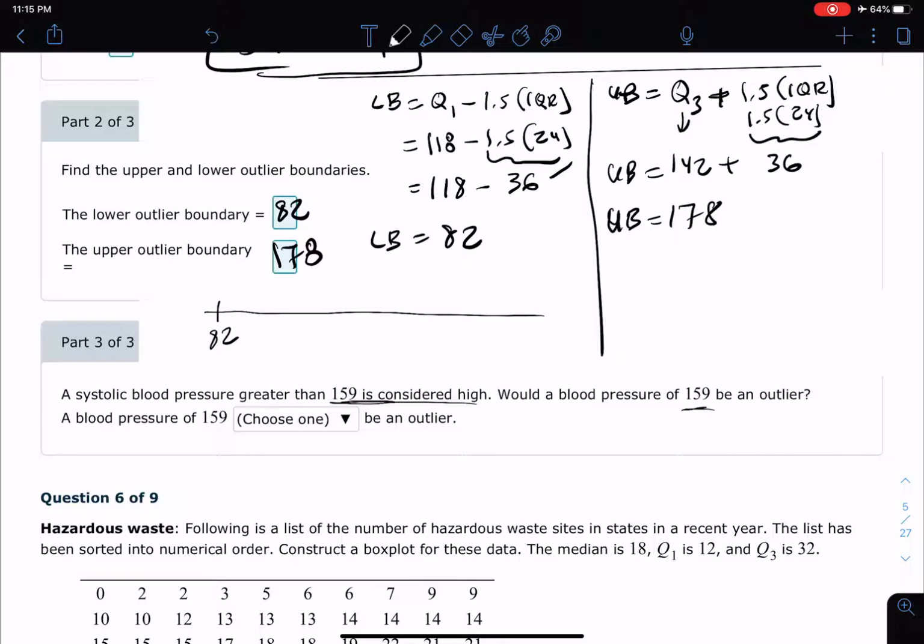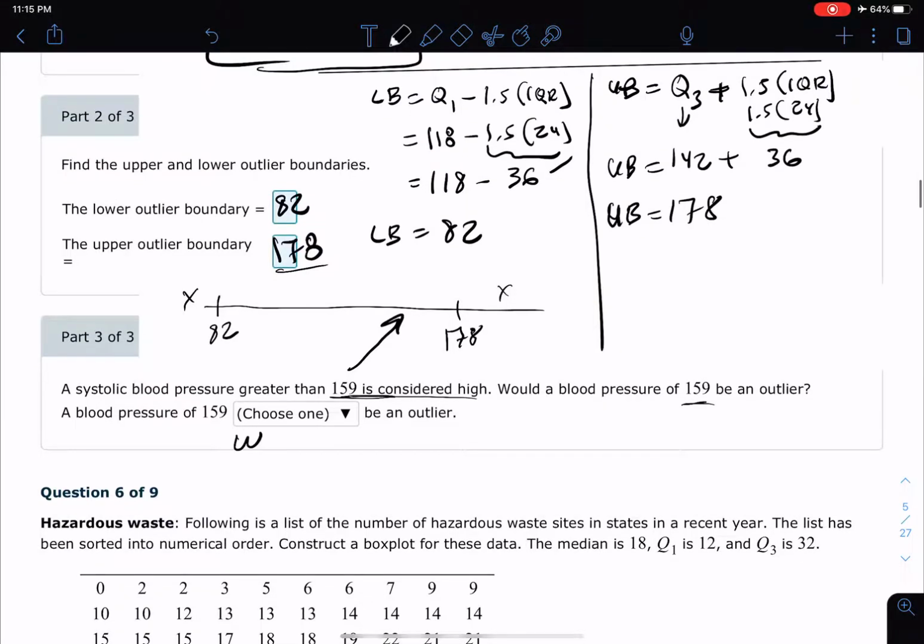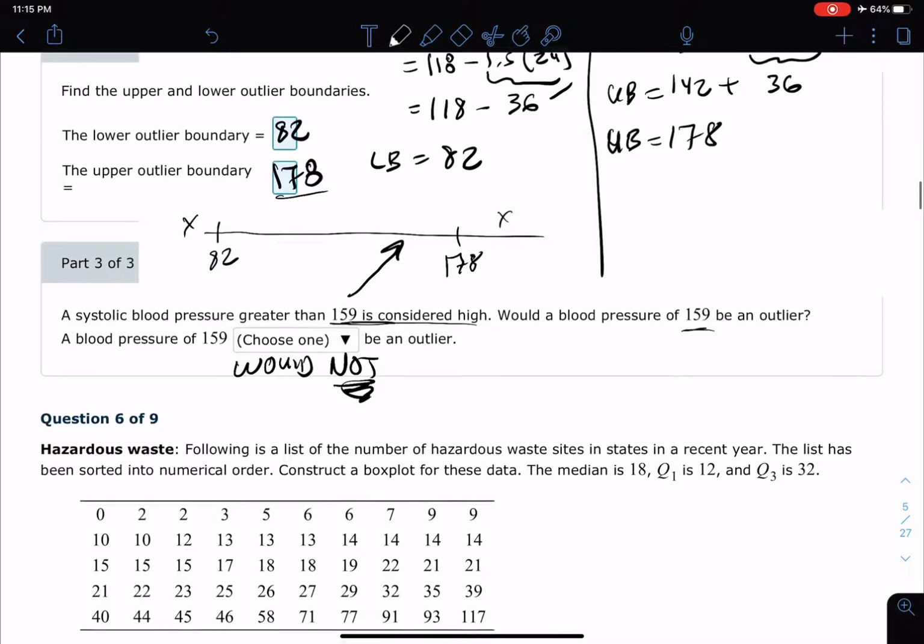Anything lower than that, we're crossing out, and anything above 178, we're crossing out. And this happens to be within that range. So what's the answer? Would we cross it out? No. A blood pressure of 159 would not be an outlier. Yeah, that's it.